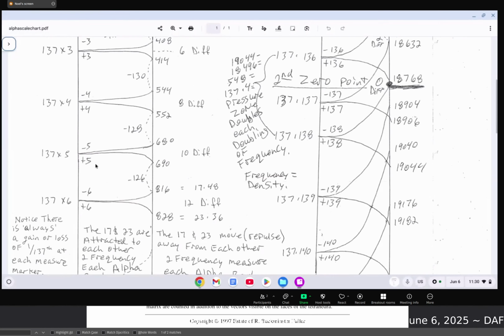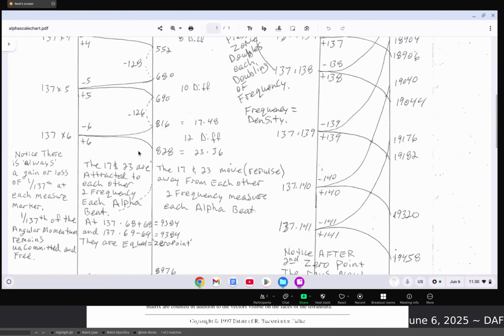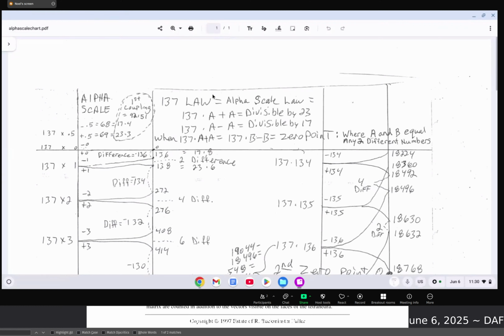When you keep doing this, what happens is that, so let me start at the beginning. 137 times any number plus that number will be divisible by 23. 23 times 4 is equal to 92, and so you have 92 naturally regenerative elements, so 23 is the prime factor in 92. 17 is the prime factor in 1836, which is the mass proton electron ratio. When the electron weighs 1, the proton weighs 1836.152. We're only using whole rational units because of the system, so whenever you multiply 137 times any number and subtract that number, it becomes divisible by 17.